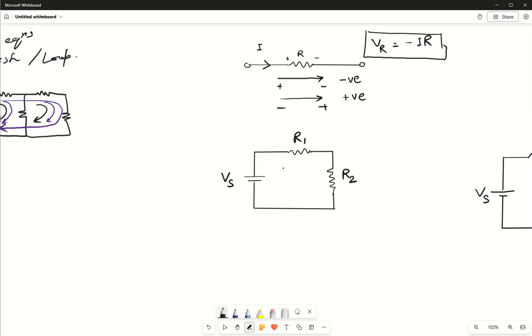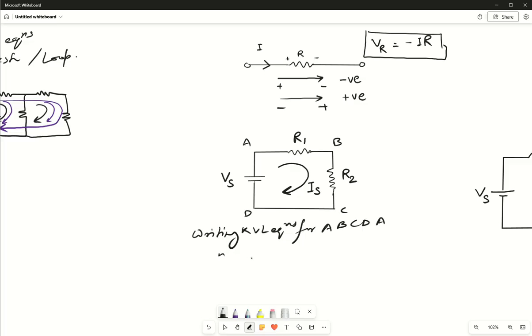In this circuit, what we are going to do is determine the KVL equation. For the KVL equation, we will consider the loop current. So let us consider this is our loop current, and suppose the current is Is. If we write down the equation in this loop or mesh, we can name it A, B, C, D. So writing KVL equations for loop A, B, C, D, A, or we can also say writing KVL equations for loop 1.